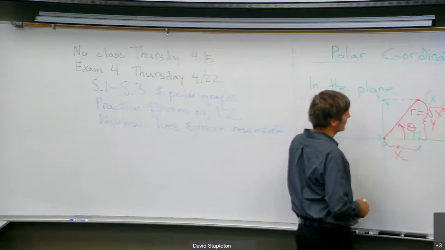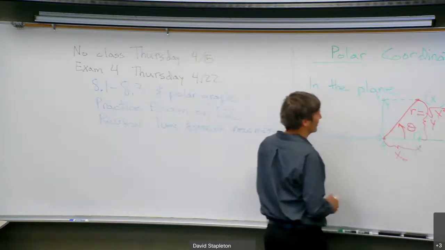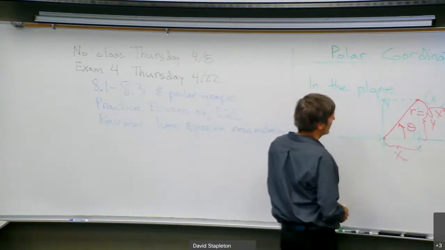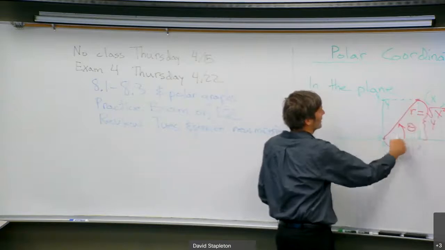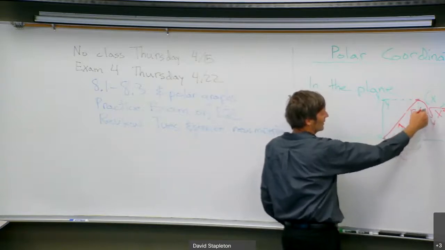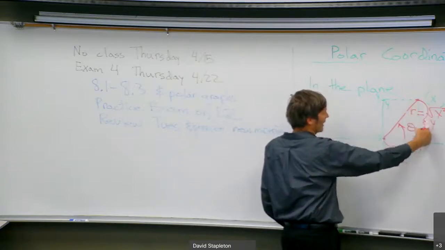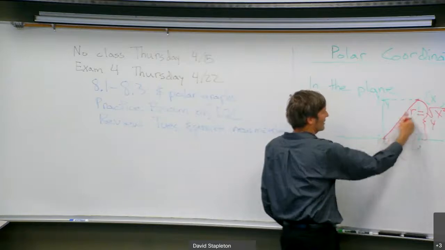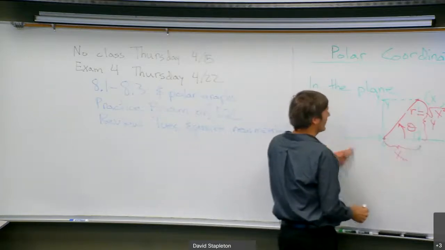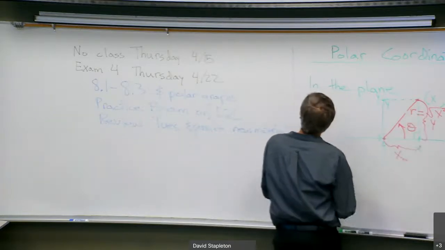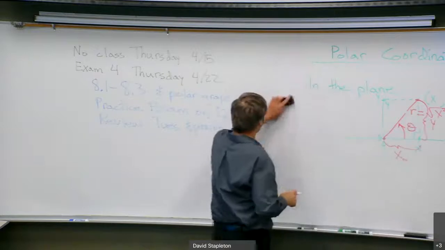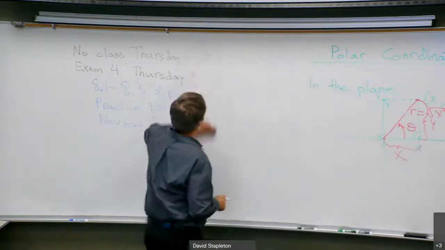And how shall I specify theta? We know how to specify r. Well, we notice from this little triangle here again that the tangent of theta is the opposite over the adjacent side. Tangent theta is y over x. And so we have these equations for r and theta.